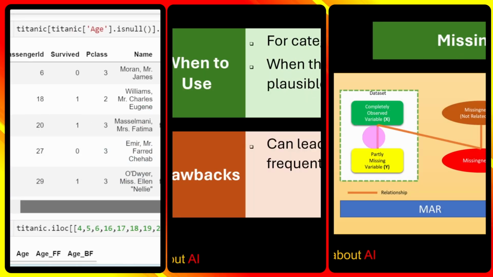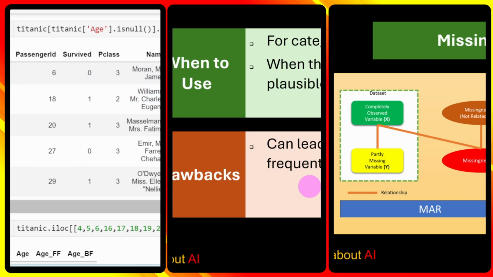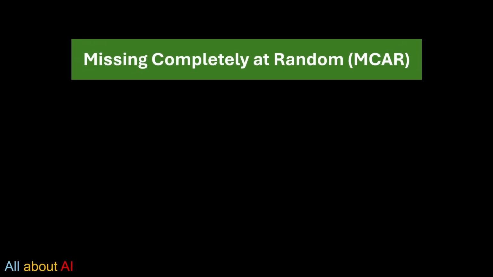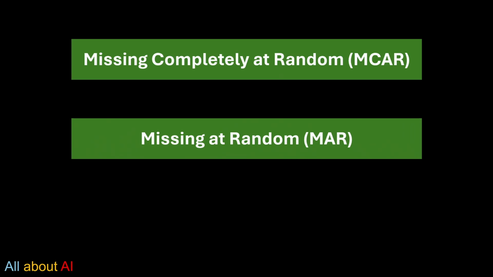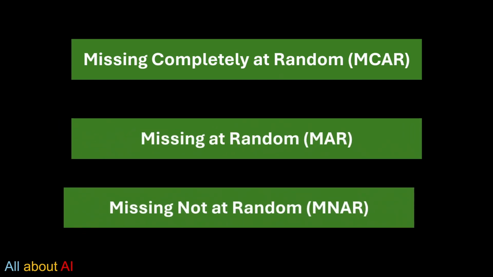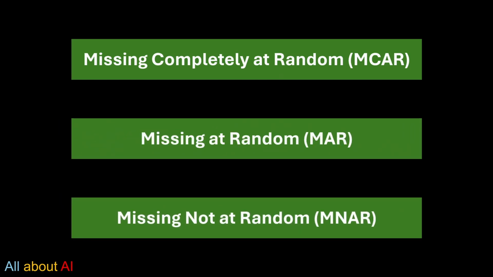Now, let's first take a look at the different types of missing data. Missing completely at random, MCAR. Missing at random, MAR. Missing not at random, MNAR.